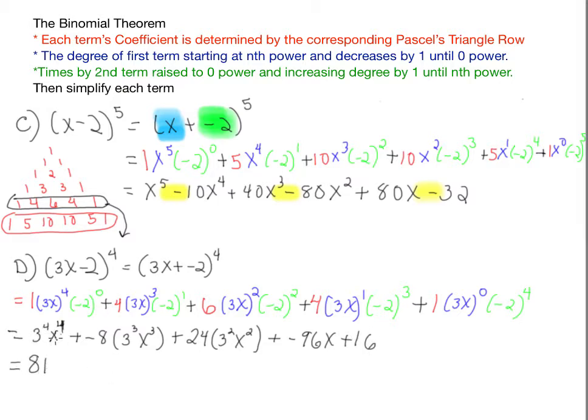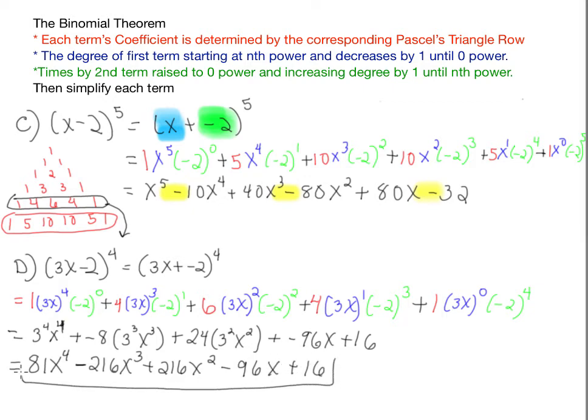Finally, let's simplify this down. 3 to the 4th is 81, x to the 4th. Our second term, when simplified, becomes negative 216x cubed. Term 3 becomes positive 216x squared, minus the 96x plus 16. And there you go. This is how you do binomial expansion.